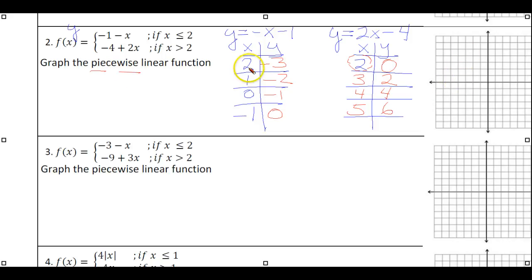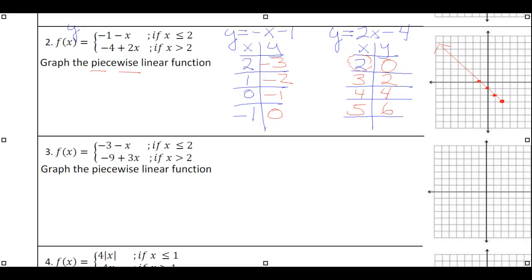So x is 2, negative 3. 1, 2, 3. A solid dot right there. A 1, a negative 2. A 0, a negative 1 right there. And then negative 1, 0. So we have our line here. And it will look like that. And keep in mind it goes on to infinity in that direction.